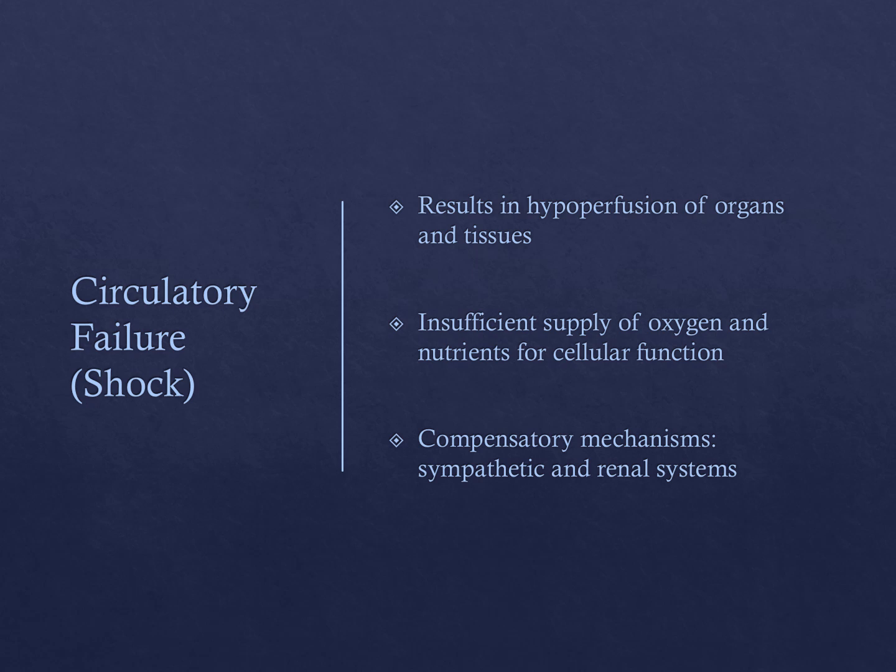The overall result in the body is significant or severe hypoperfusion, or low blood supply, to all of the organs and tissues. So really a systemic effect. And this hypoperfusion leads to an insufficient supply of oxygen and nutrients that are necessary for cellular function. And so we start to have a decrease in cellular function throughout the body and all the signs and symptoms that go along with that. And then we also see the body kicking in some compensatory mechanisms, largely within the sympathetic nervous system as well as the renal system, to, again, try to compensate for this circulatory failure.